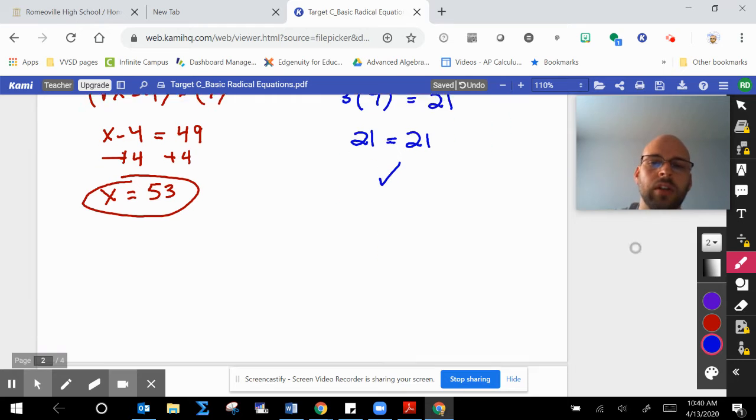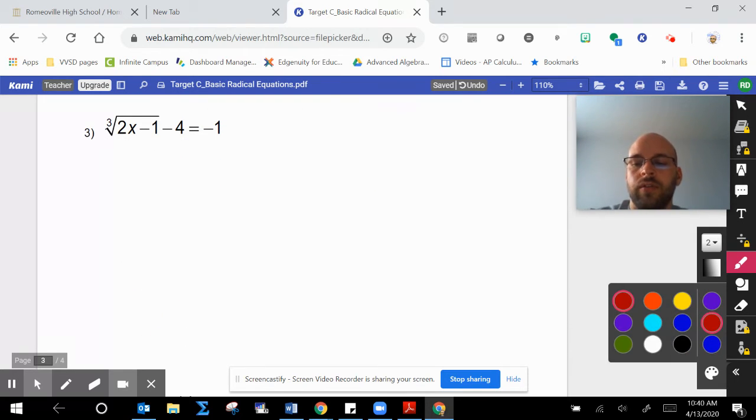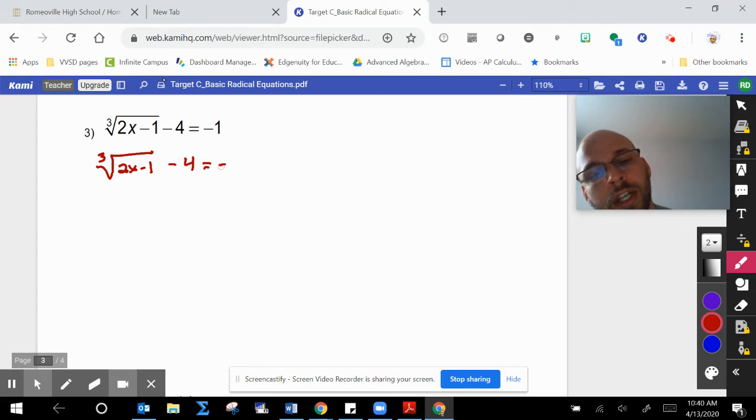Okay. Let's go to number 3. If you take a look, now this is slightly different. Instead of a square root, you can see that my radical is now a cube root, right? So I want to isolate this cube root, so I'm going to leave it the same for right now. So I'm going to say the cube root of 2x minus 1 minus 4 equals negative 1, but I want to add the 4 over to the other side. So get rid of everything except for the radical.